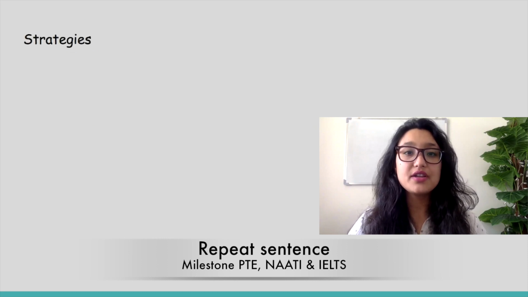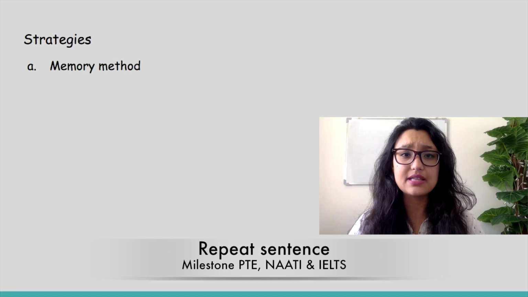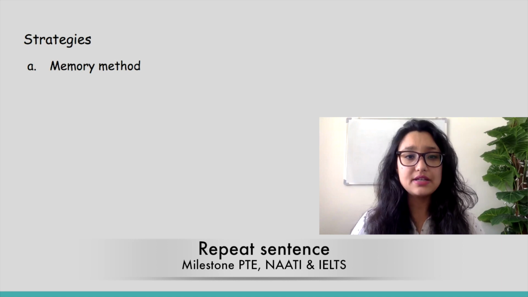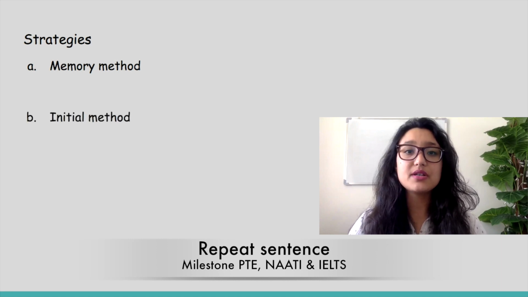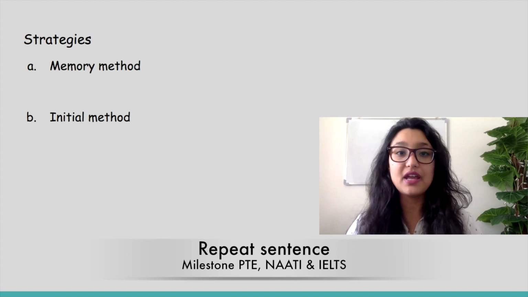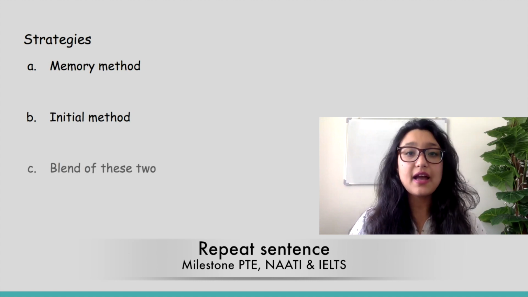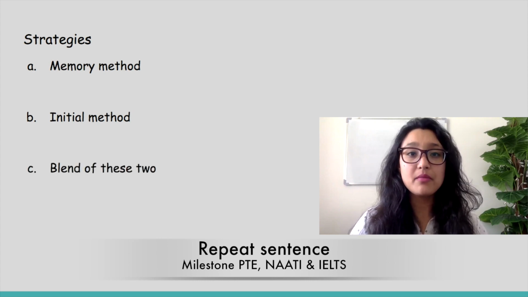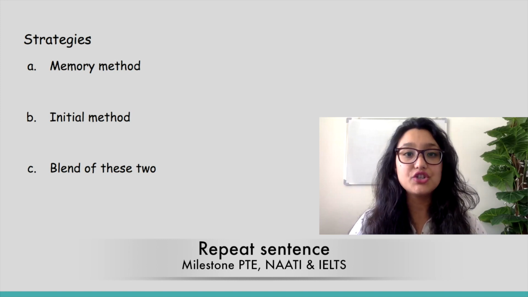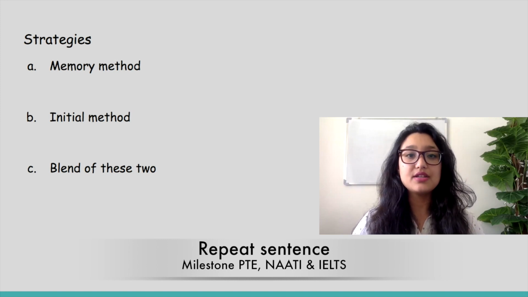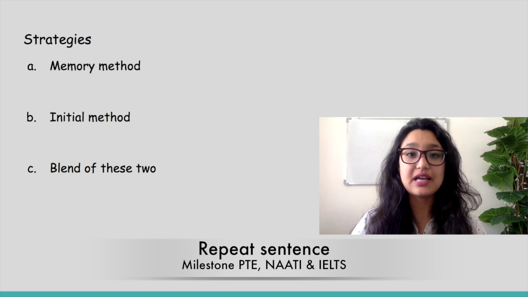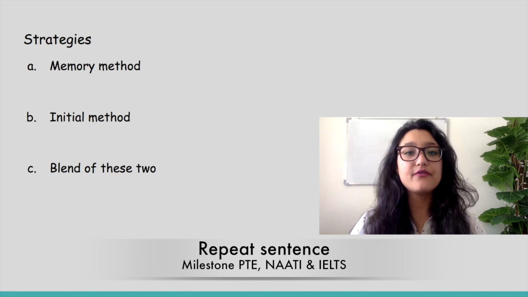Now, the first strategy is called memory method, where you only rely on your brain and not pens and paper. This works for shorter sentences, not the long ones. Now, what to do with the long ones? Initial method. The letters must be written, the first letter of each word. Finally, we have the blend of these two, meaning we memorize as well as we write initials. In this video, I'll let you know first how to write initials, how to practice with it, and finally, we'll learn how to blend the memory and initial.